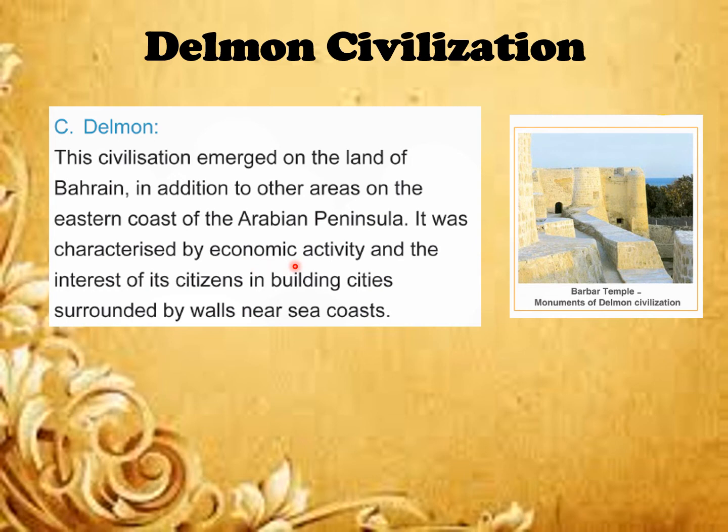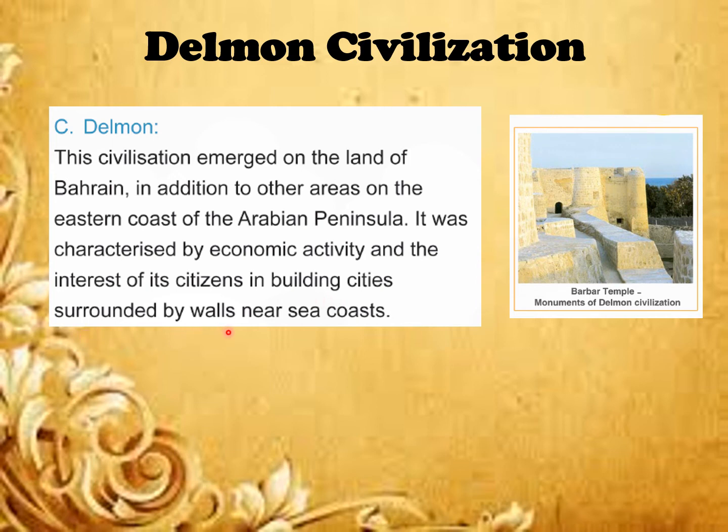There was a lot of business and trade going on, and the interest of the citizens of the Delmon before was in building cities surrounded by walls near sea coasts. One example of a stable monument built by the Delmon was the Barbar Temple. It's a fort. They used it to protect themselves from enemies and of course to settle in a certain place. It's very important to mention this architectural feature of the Delmon: they built cities surrounded by walls.